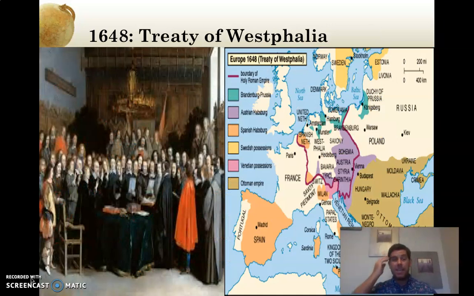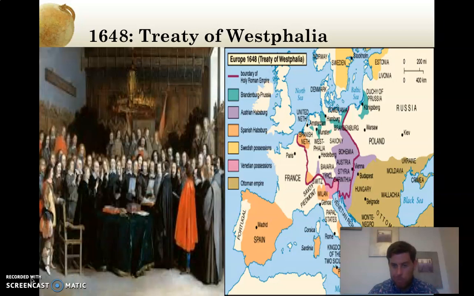Another event is 1648, so we're into the 17th century now, and a decisive moment where the European powers agree to end the wars of religion. We're still talking about ramifications from the Protestant Reformation. But in 1648, the European nations agreed to create a new system of government throughout the European continent. Each ruler, each monarch, will be absolute in their own kingdom, meaning the King of France is the absolute authority in France. The King of Spain is the absolute authority in Spain.